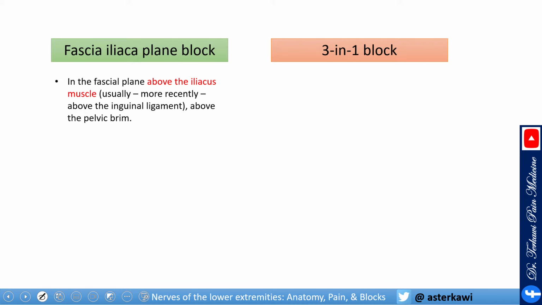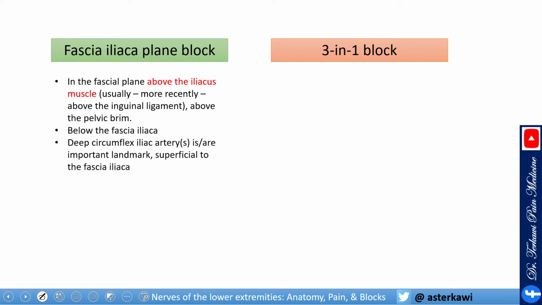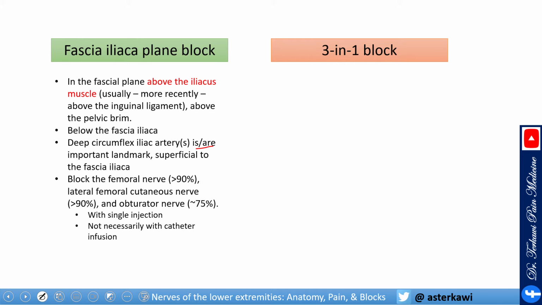So it's in the fascial plane above the iliacus muscle. Usually, more recently, people do it above the inguinal ligament, so it's called supra-inguinal fascia iliaca. And then it's below, of course, the fascia iliaca. The deep circumflex iliac artery, as I mentioned, is a very important landmark. And I said is or are because sometimes they are two. It's superficial to the fascia iliaca.